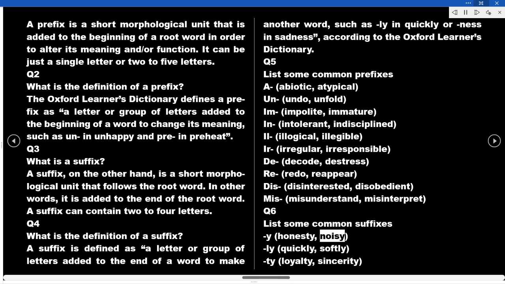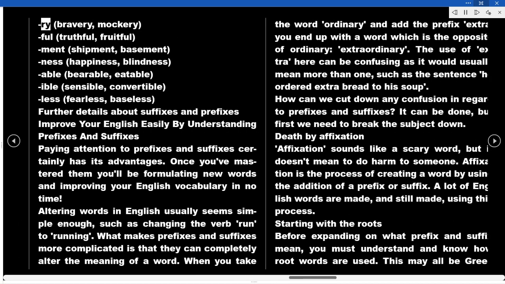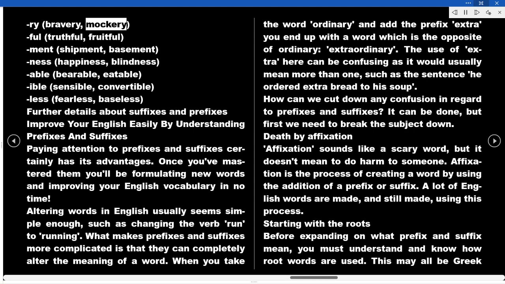Honesty, noisy. Ly: quickly, softly. Loyalty, sincerity. Bravery, mockery. Truthful, fruitful. Ment: shipment, basement. Happiness, blindness. Able: bearable, eatable. Sensible, convertible. Fearless, baseless. Further details about suffixes and prefixes.